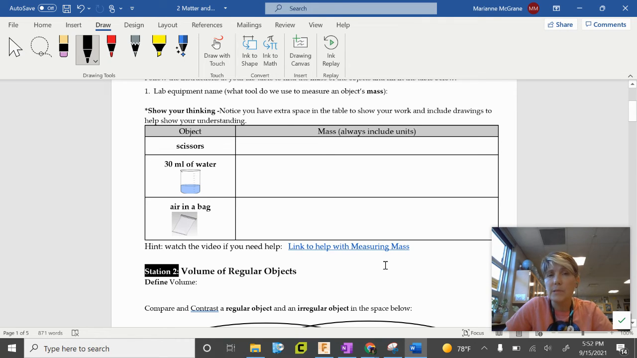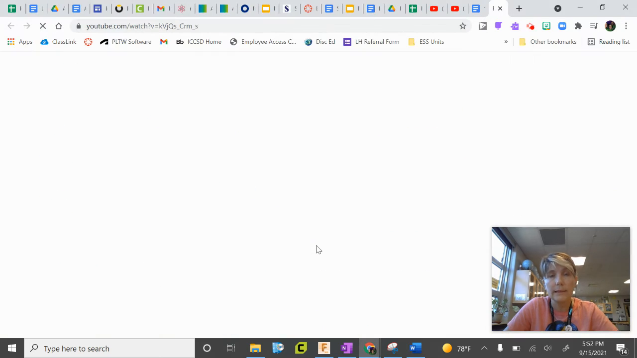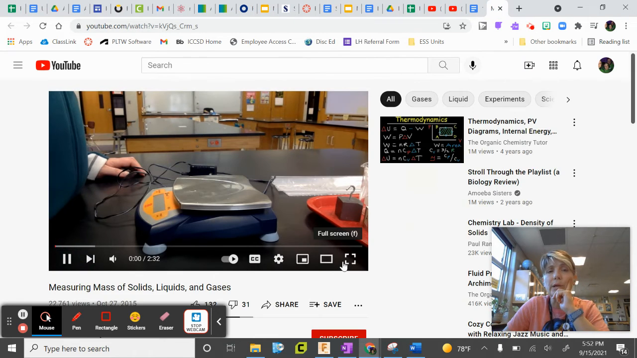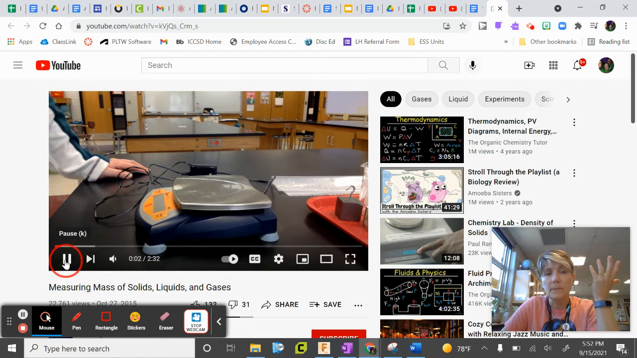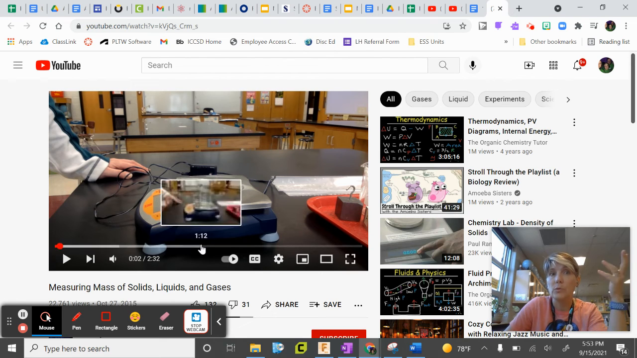When you come to the lab table, you should have your packet, a pencil, a positive attitude, and your Chromebook. Because if you need help, if you click on this link, control click, it will bring you right to a video that will help you and your partners walk through the process of how to do this. So if you ever get stuck, look for those videos that Mrs. McGrain has added to the document. Now, how do you get there?